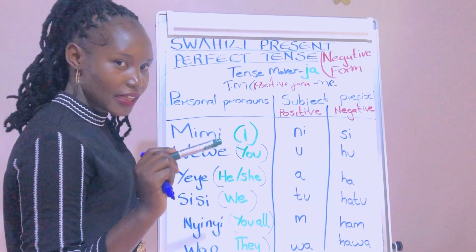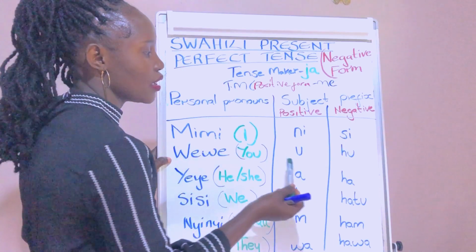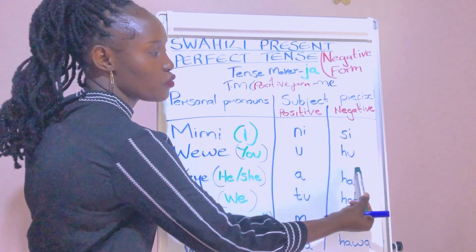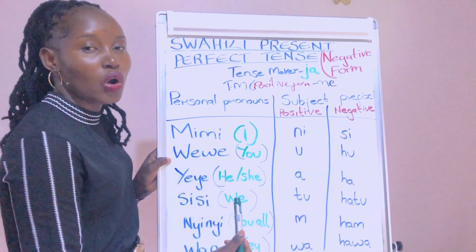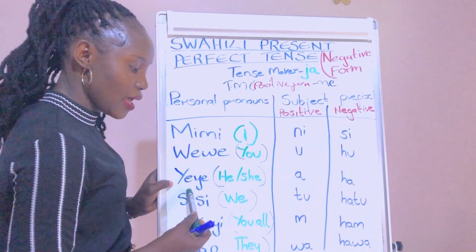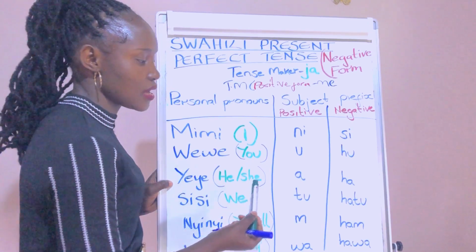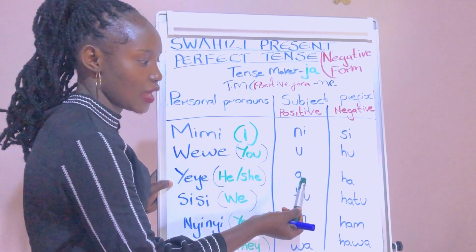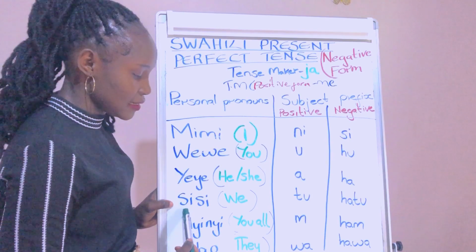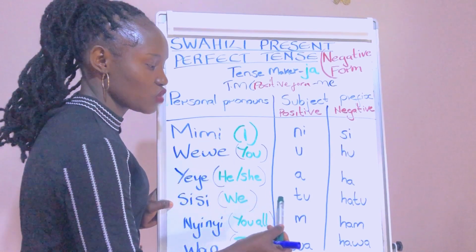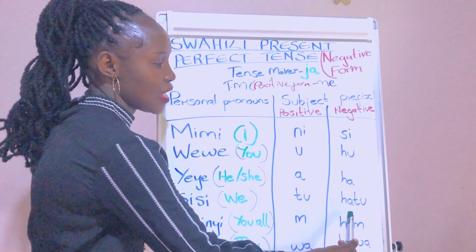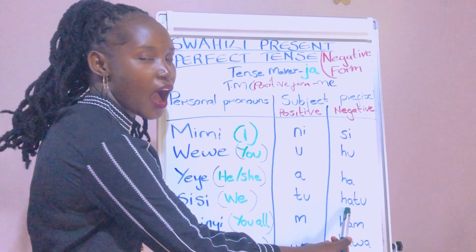And then wewe, you. In positive form we have subject prefix u, and then subject prefix for negative form is hu. So you need to know these ones because these are the ones we are going to use today. So yeye for he or she will be represented with a in positive form, and then ha in negative form. Sisi, we, will be represented by subject prefix tu in positive form, and then in negative form we have hatu.